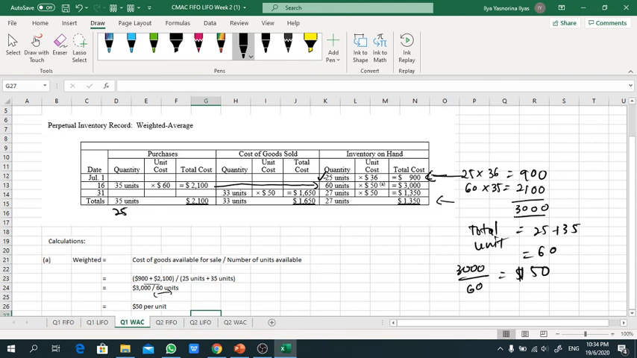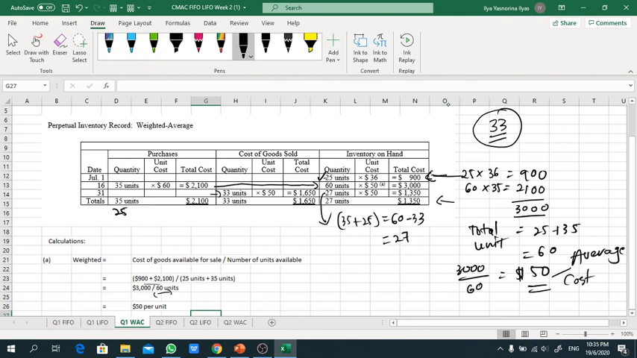So from here we can start to calculate based on this average cost, and we know from the question that we managed to sell 33. So these 33 units we have to multiply with 50, the average. This is the average price, that's why we call it average cost. Times 50, we got 1650, and the remaining is 27, because our total is 60, then we managed to sell 33, so the remaining will be 27. So this 27 is our inventory on hand times 50 based on the average cost, so 1350.